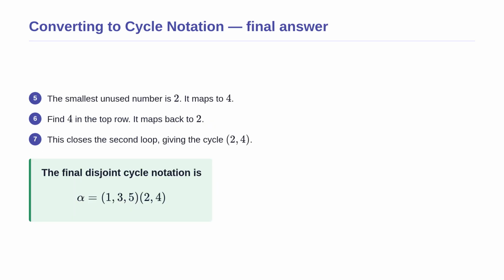Continuing with our conversion, we must account for the numbers we have not used yet. The smallest unused number is 2. Looking at the matrix, 2 goes to 4. We then find 4 in the top row and we see it goes back to 2. This closes our second loop, giving us the cycle (2 4). Because these two cycles do not share any numbers, they are called disjoint cycles. They are completely independent loops that do not interfere with each other. We write the full permutation by placing them next to each other. This final compact form tells us everything about how the 5 elements are rearranged.